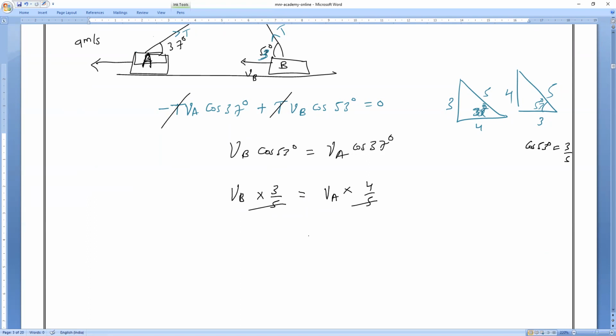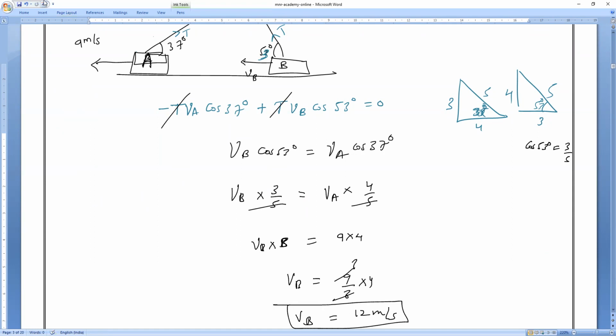Cancel. VA value we know. What is the VA value? 9. So VB is equal to how much? 9 into 4 by 3, which is equal to 12 meters per second. 12 meters per second. Is that clear? You should not make mistakes. Okay. Understand, all of you? Yes, sir. That's all. Solve it fast.